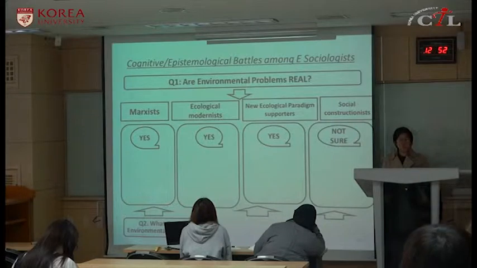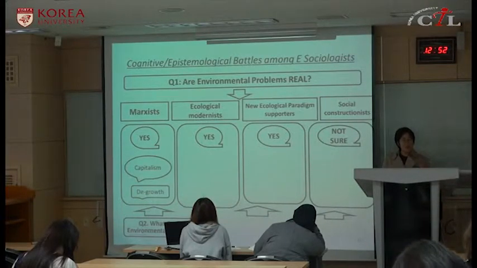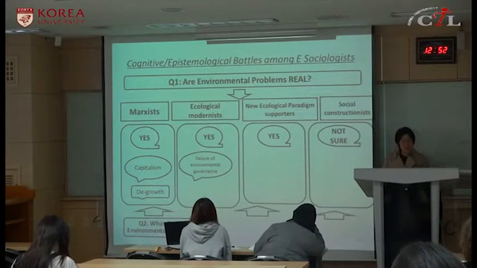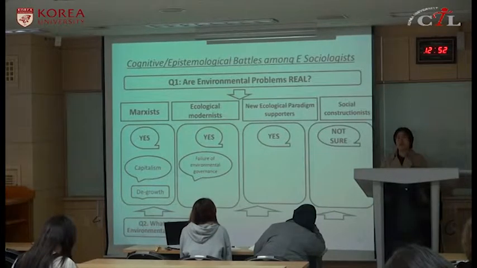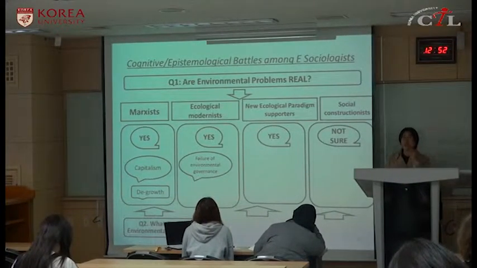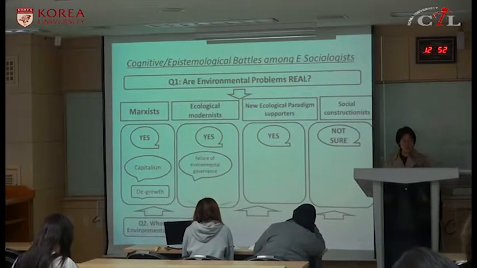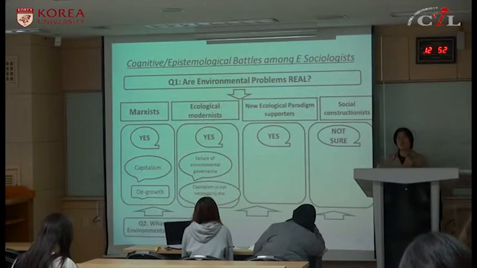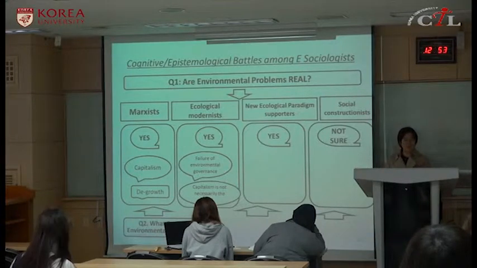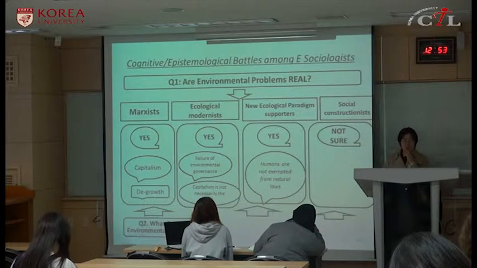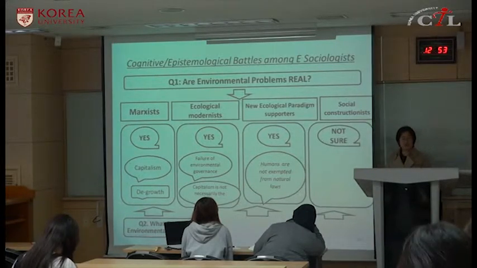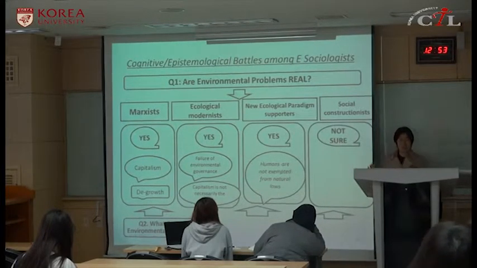And the second question is, what causes environmental problems? Marxists say capitalism, so we need degrowth. Degrowth means reducing the amount of wealth. Ecological modernists say environmental problems come with the failure of environmental governance. If you are well organized, whether it's a company or any social institution, considering ecological impact, we can solve environmental problems. Capitalism is not necessarily the avenue for environmental problems. We need green technology that comes with good environmental governance. And new ecological paradigm theory supporters say environmental problems are caused by the strong belief that humans are exempt from natural laws. So we have to get off this strong belief.